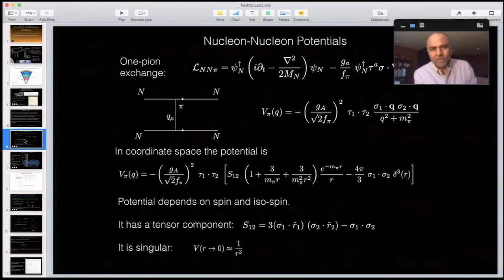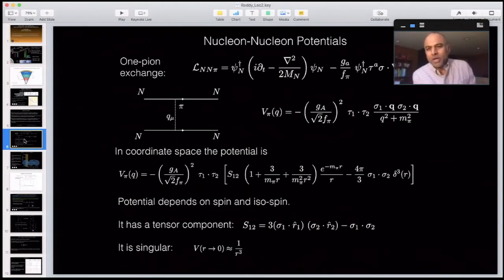The lightest particle that we can exchange between nucleons is the pion, and the pion is a pseudo-scalar particle. So if you have a pseudo-scalar particle and you want to write down the interaction between nucleons and the pseudo-scalar particle, you have to respect the basic symmetries. One, of course, the basic symmetries always are the Lorentz symmetries of a theory, and the other symmetry here we want to respect is chiral symmetry.